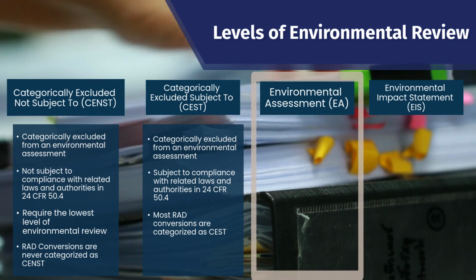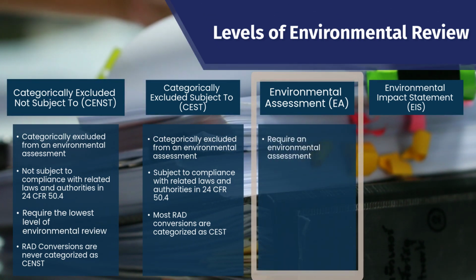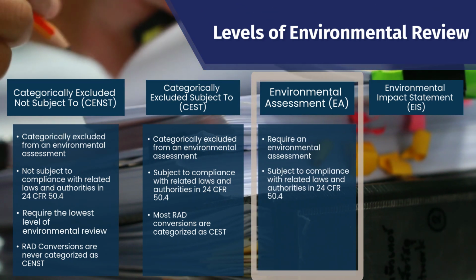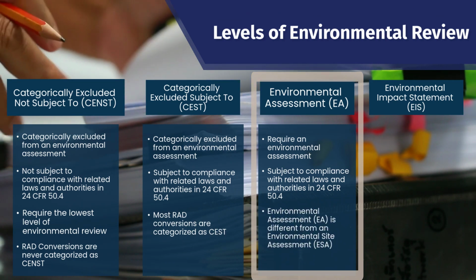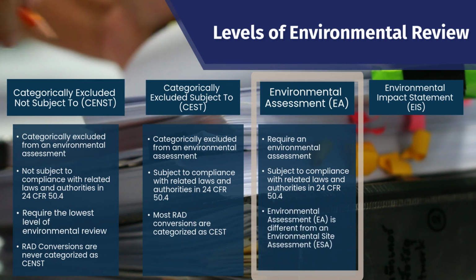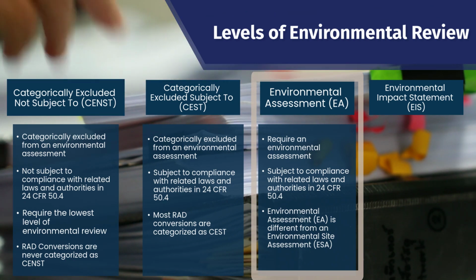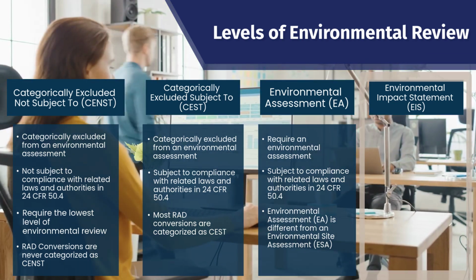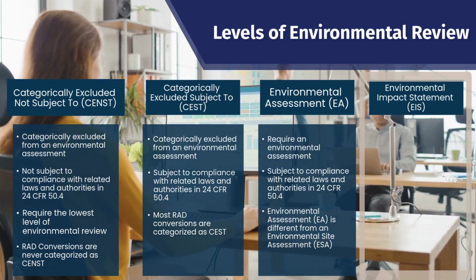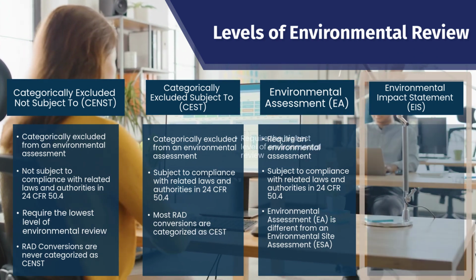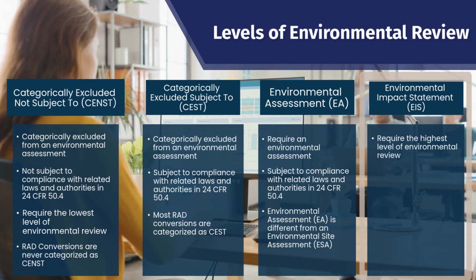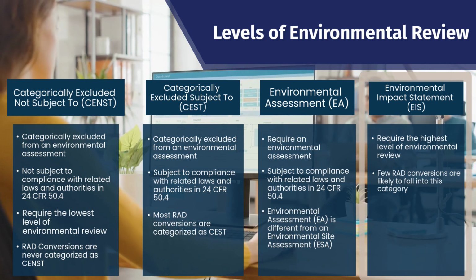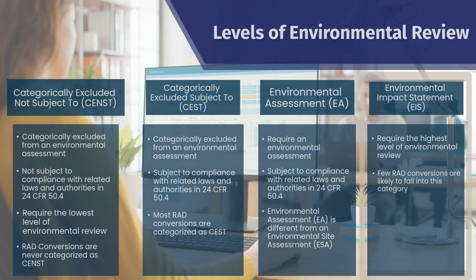Properties categorized as EA require an environmental assessment and are subject to the related laws and authorities listed in Part 50.4. Keep in mind that an EA is different from an ESA. An EA is a level of environmental review, while an ESA is a type of environmental report. Lastly, properties categorized as EIS require an environmental impact statement. EIS properties require the highest level of environmental review. Few, if any, 202 PRAC conversions are likely to be categorized as EIS.